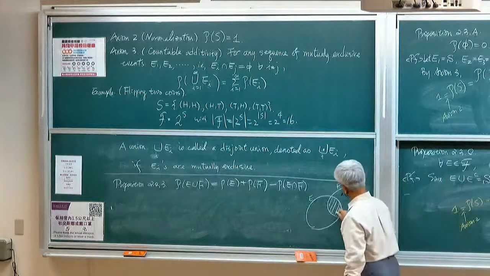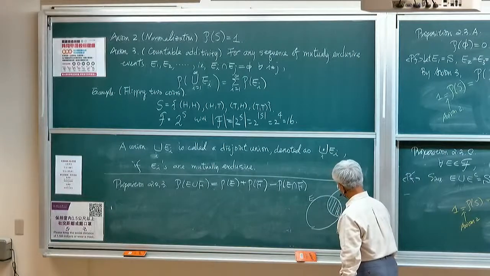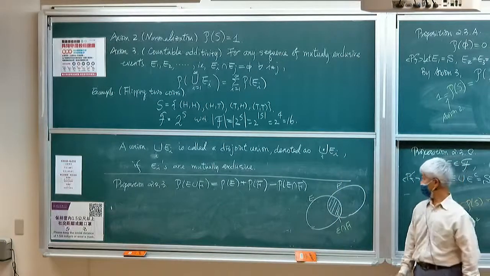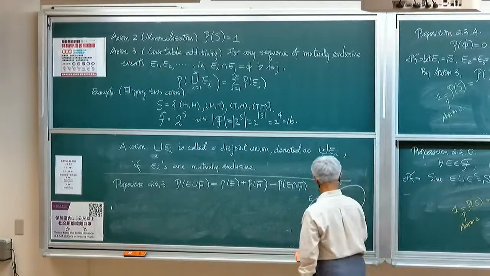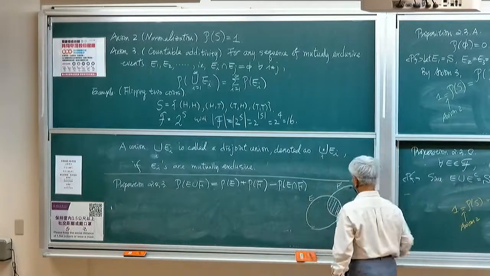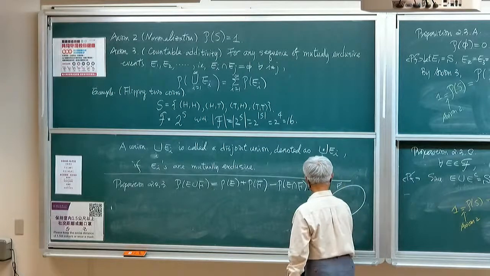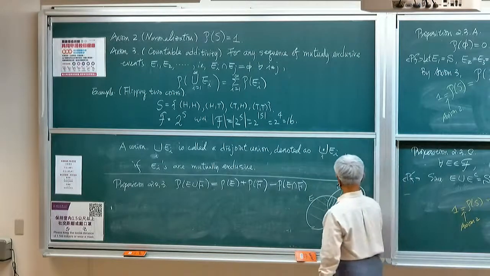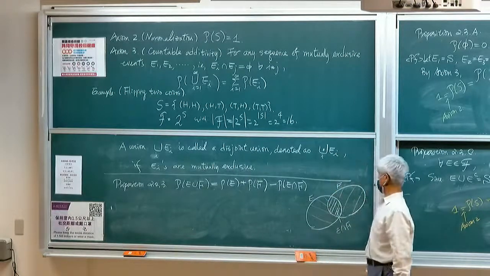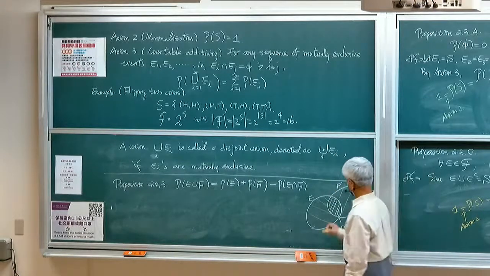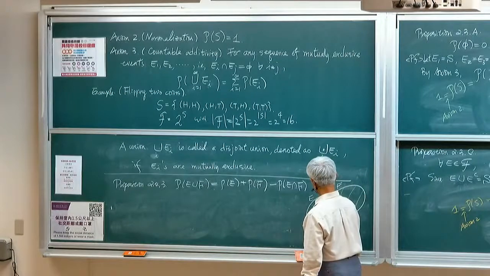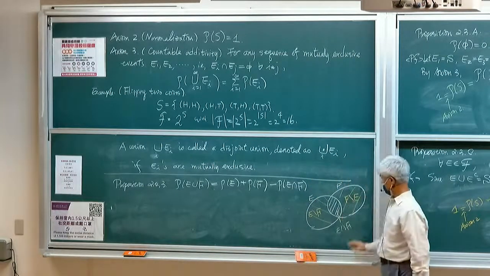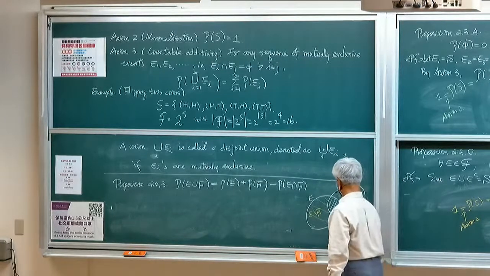So here is E intersect F. All right, and this part. Okay. Now this is E minus F. This is F minus E. Okay. All right. So this is the Venn diagram.